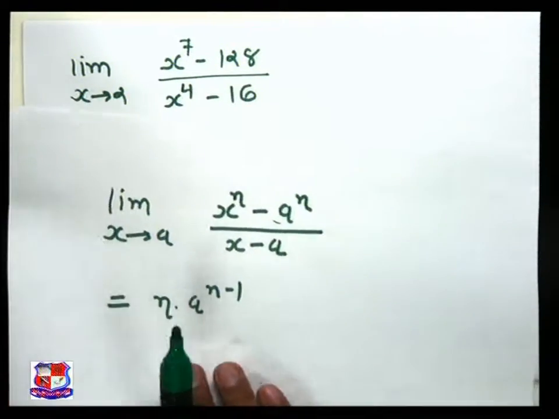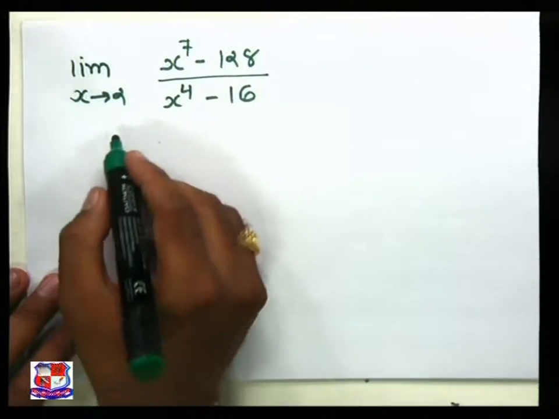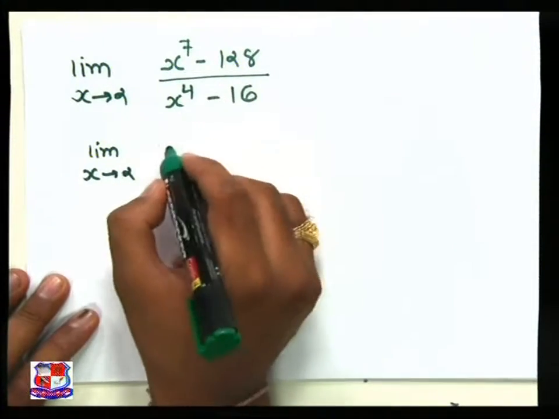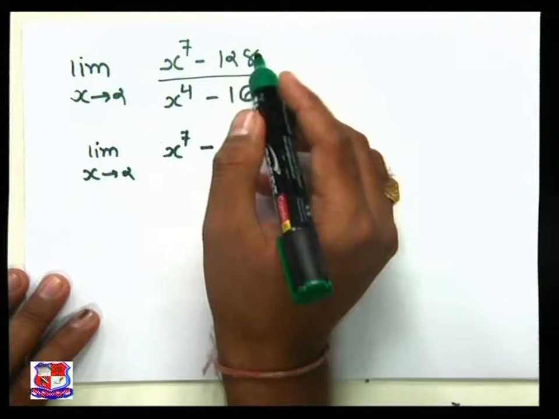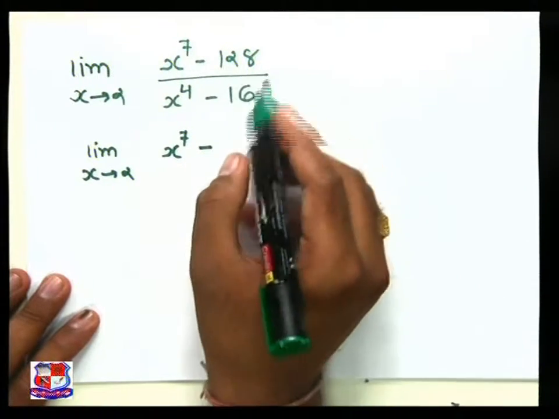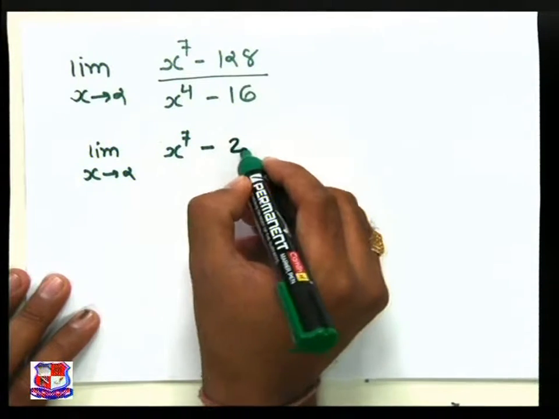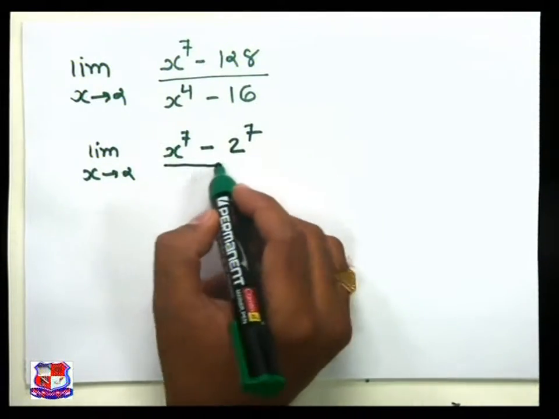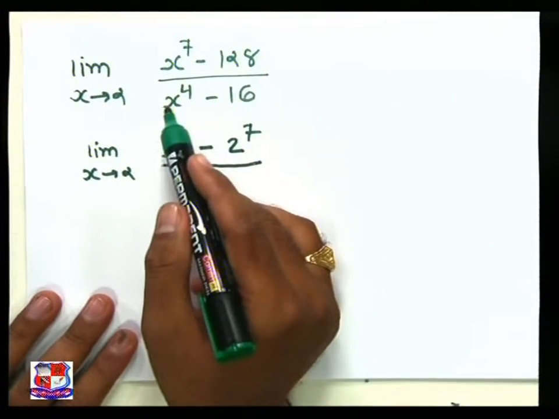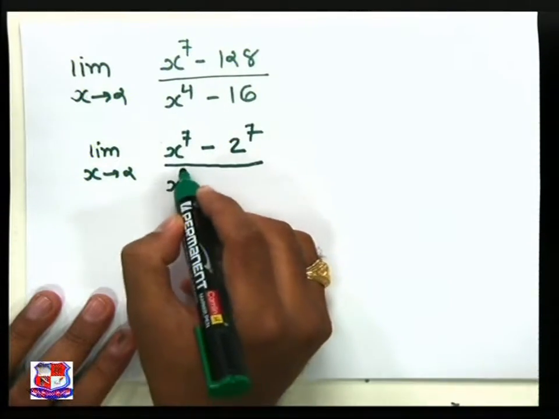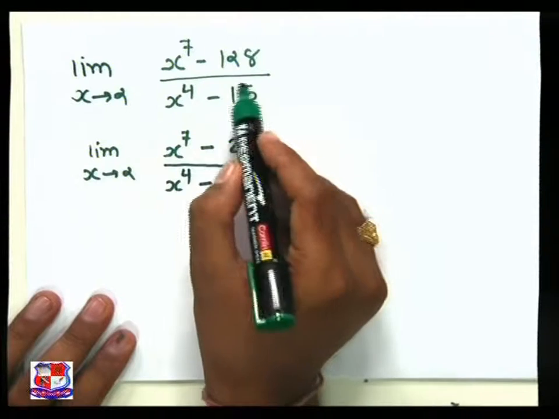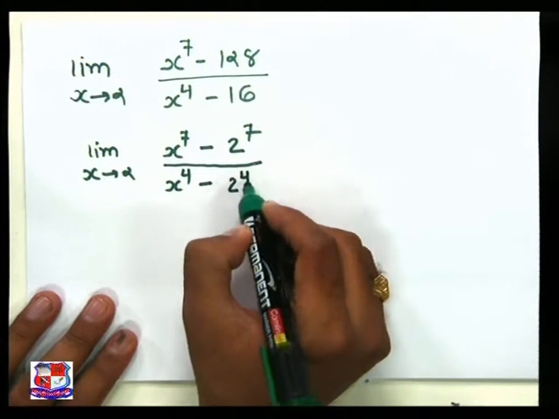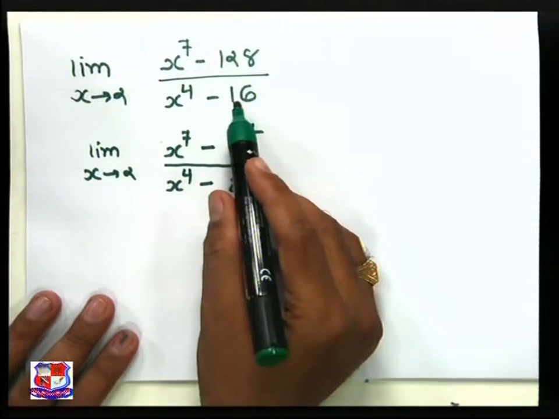So first of all write x raised to 7 as it is, limit x tends to 2 as it is, but we want to convert 128 into a raised to n form, that is nothing but 2 raised to 7. 2 raised to 7 is 128. Again x raised to 4 as it is, but 16 we want to convert into a raised to n form. So 2 raised to 4, that is nothing but 16.